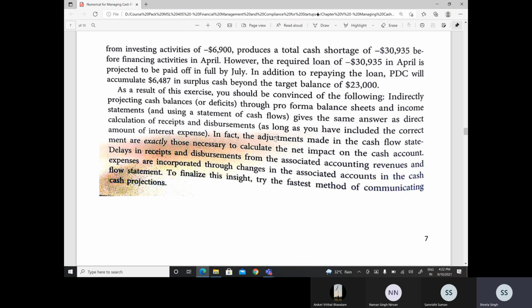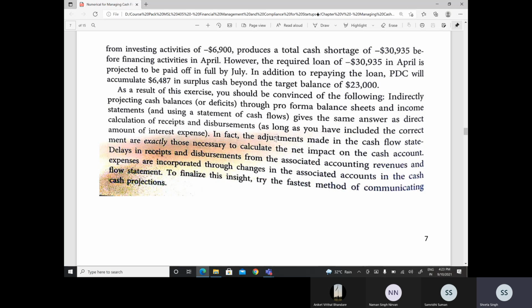As a result of this exercise, you should be convinced of the following. Indirectly projecting cash balances or deficits through pro forma balance sheets and income statements and then using a statement of cash flows gives the same answer as direct calculations of receipts and disbursements, as long as you have included the correct amount of interest expense. In fact, the adjustments made in the cash flow statement are exactly those necessary to calculate the net impact on the cash account. Delays in receipts and disbursements from the associated accounting revenues and expenses are incorporated through changes in the associated accounts in the cash flow statement.